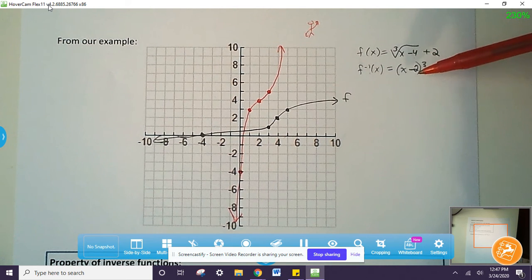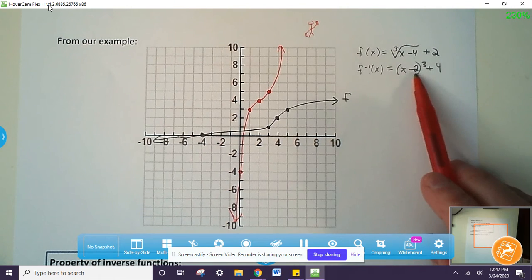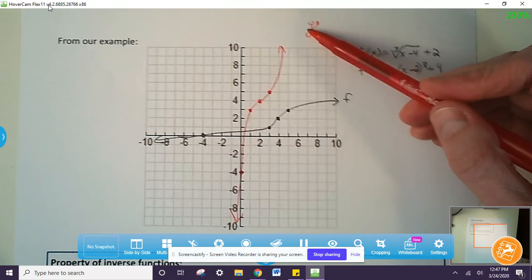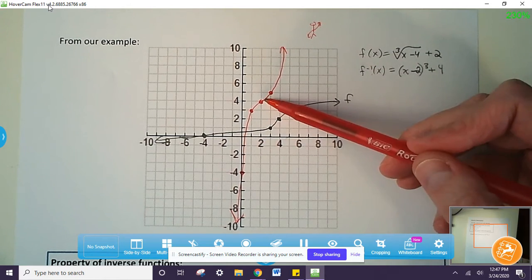And notice if we think of our transformations, it's been moved 2 to the right, and the +4 has also moved the graph. How did the plus 4 move the graph? So this is our basic cubic function, moved 2 to the right and up 4.